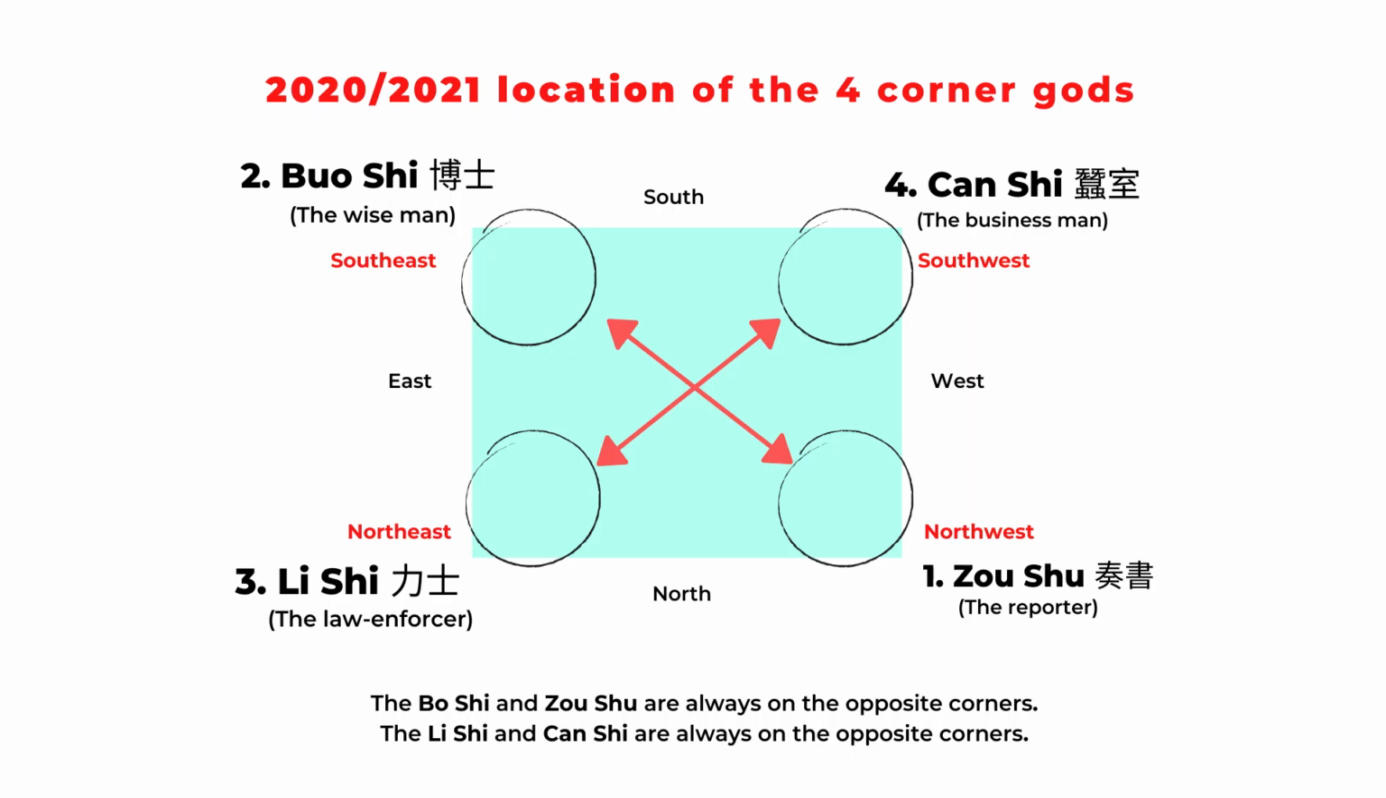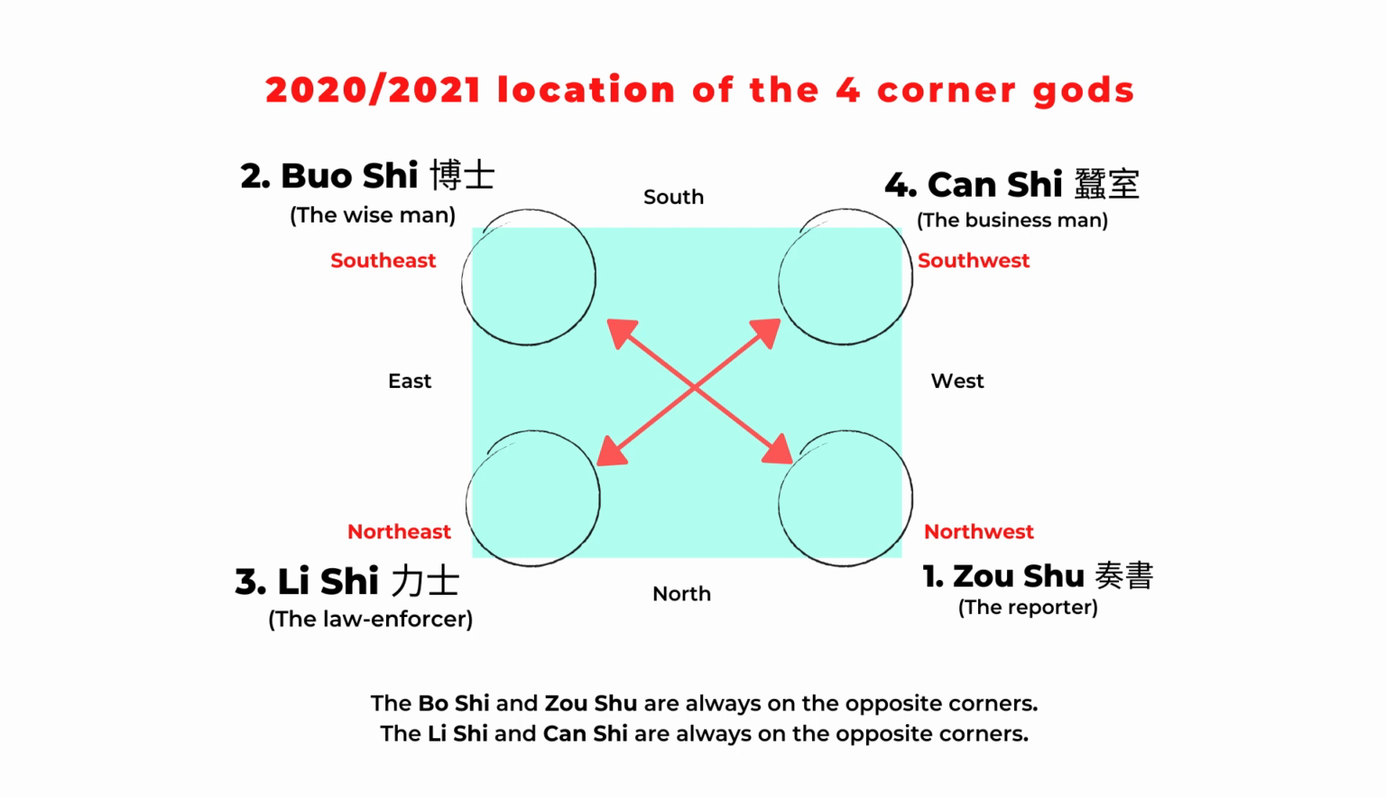So what's the location of those four corner gods in 2020? We can look at this chart. The first one is 咒书, the reporter, in the northwest. And opposite to that is 博士, the wise man, in the southeast. The third one is 力士, the law enforcer, located in the northeast. And opposite to that is 禅士, the businessman, in the southwest corner. The 咒书 and 博士 are always in opposite corners, and the 力士 and 禅士 are always in opposite corners.